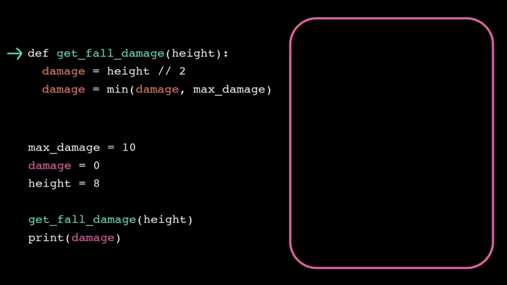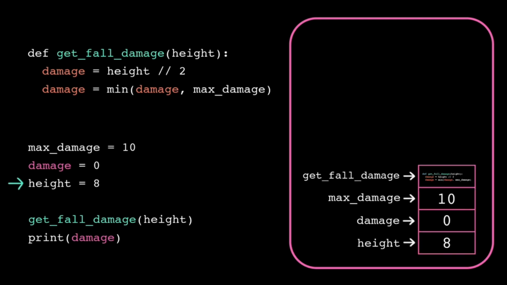When we run this program, the computer will store the instructions for the getFallDamage function in short-term memory. Then it'll store the variables max damage, damage, and height. These all exist in what we call global scope. Because we define them at the top level of the program, the computer stores them in that base level in its short-term memory. So they can be accessed anywhere in the program. They're global.